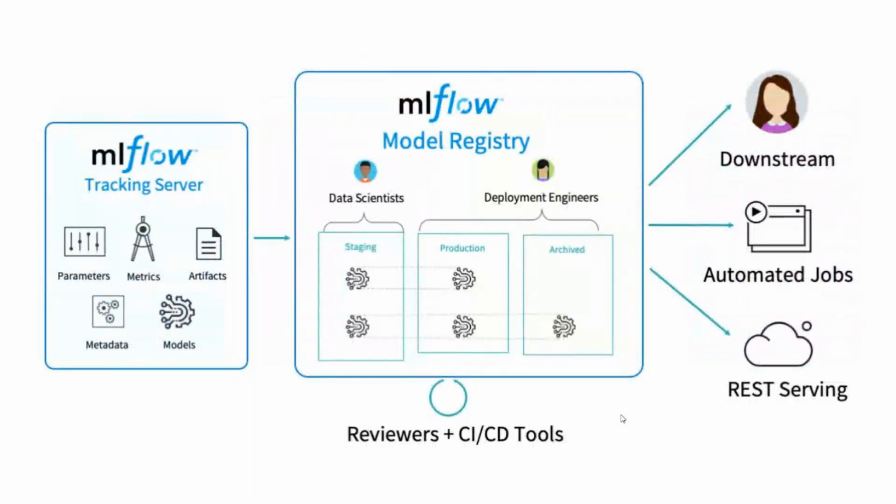Okay, so how does it work? Look at this. In the tracking server, MLflow, you have all the parameters for each experiment, metrics, artifacts, metadata, and models, the ones I was showing you. Then you have a model registry where you have multiple environments and different versions as well, and then you deploy to serving.